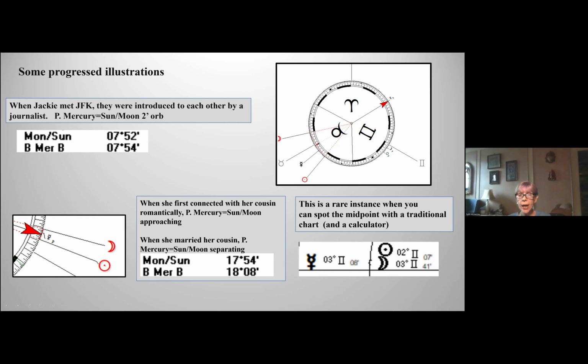Now, this is a rare occasion. We're looking at this same chart here, when you can actually spot the midpoint with a traditional chart and maybe a calculator. So we see the Mercury was so close to conjunction. She had a Sun-Moon conjunction. That's why I say it's rare. How many people have this kind of close, easy to read aspect of the Sun and Moon on a traditional chart? And so we can actually even eyeball this if we were looking at a bi-wheel on a traditional chart. But it's rare. I mean, this kind of thing does not grow on trees.